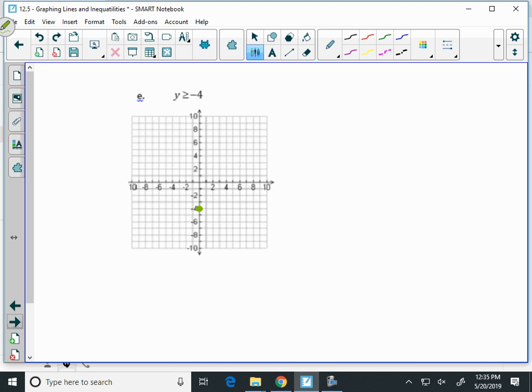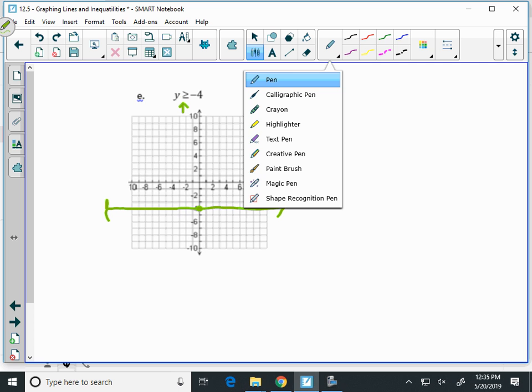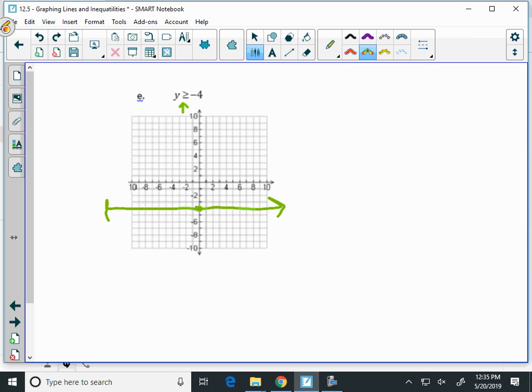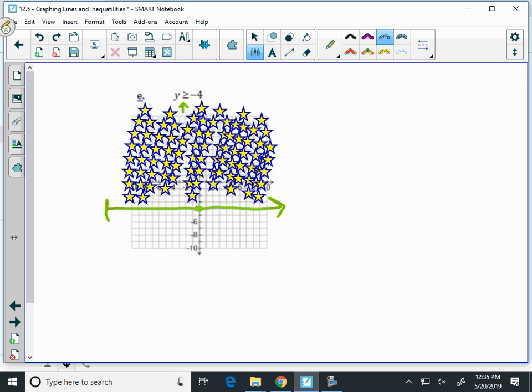And what kind of line are we going to draw? Horizontal or vertical? Up or down or across? Across. And is it going to be solid or dotted? How do you know it's solid? Got that little line underneath the inequalities. We're going to draw a nice solid horizontal line. Are we going to shade above or below? Up. Yep, it's greater than, it's eating the y, or it's opening towards the y. So we're going to shade above, or up.